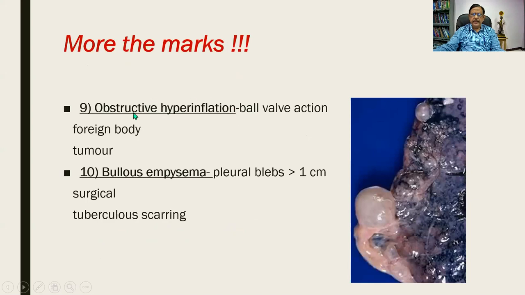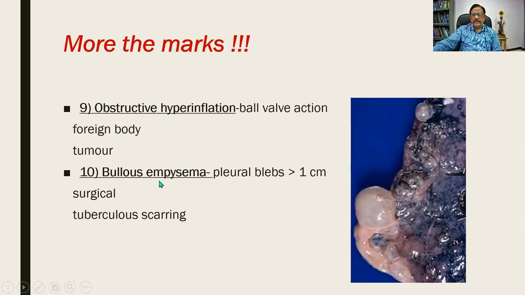Nine is obstructive inflation. Whenever there is an obstruction to the bronchial artery, you find a ball valve-like action. Air enters inside, but it cannot leave. This can happen with a foreign body or a tumor, leading to hyperinflation.